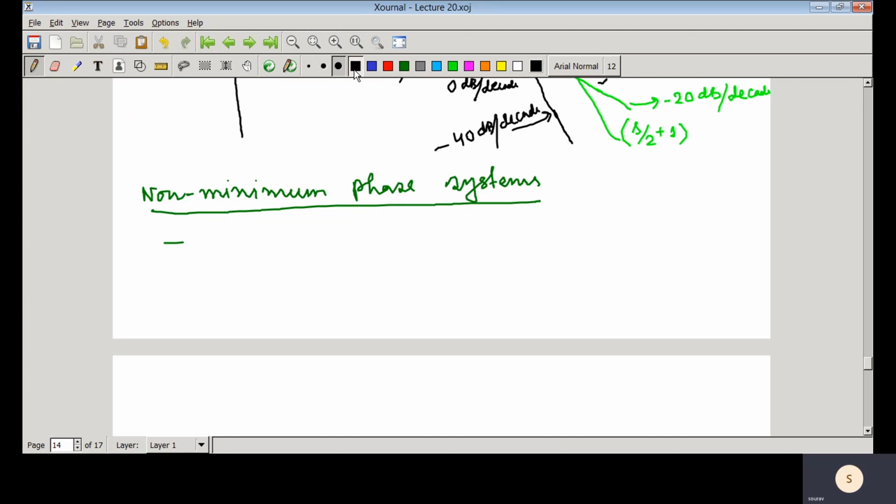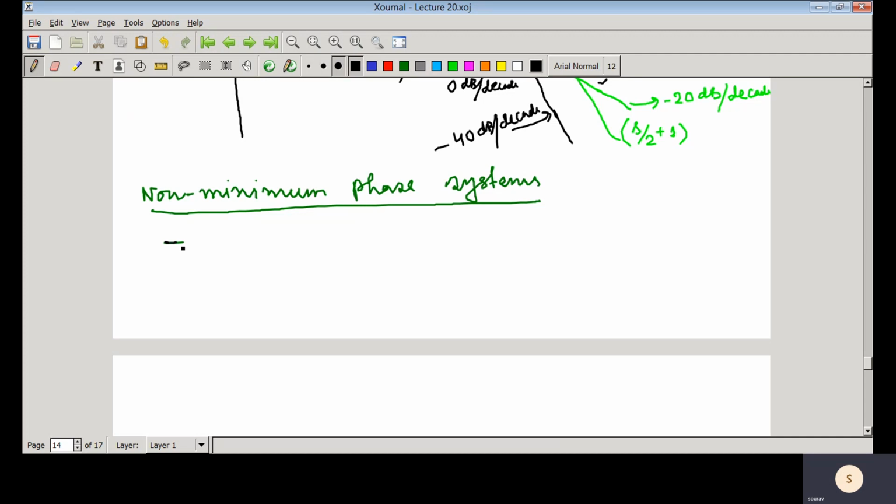That means if you have a transfer function, and if it has a pole and/or zero on the right half of the S-plane, then it is called a non-minimum phase system. By definition, if there is any pole or zero on the right half of the S-plane, but conventionally in control systems we normally say that if there is one zero on the right half of the S-plane, then it is a non-minimum phase system.